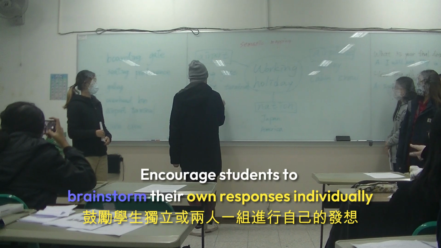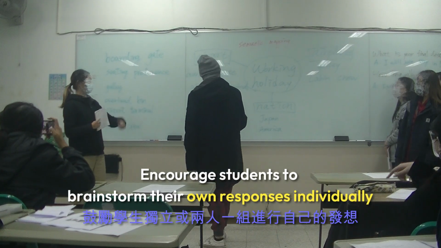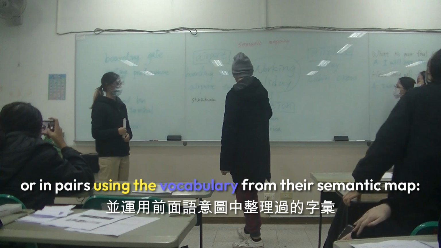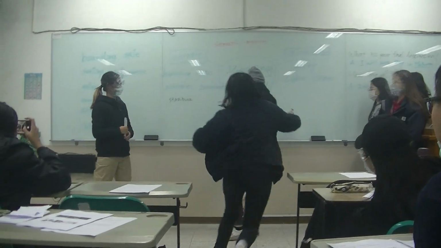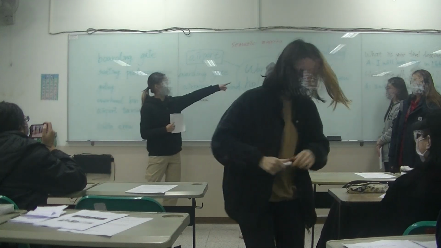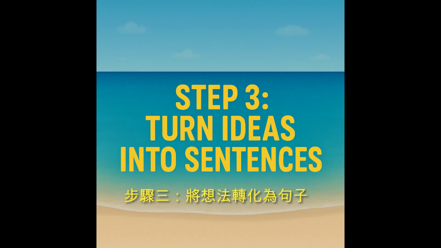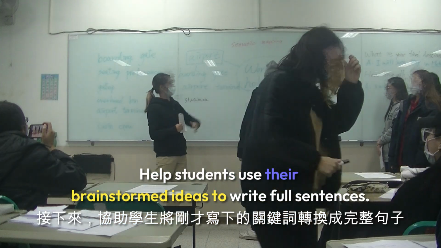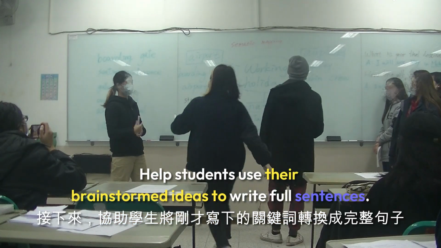Encourage students to brainstorm their own responses individually or in pairs using the vocabulary from their semantic map. Materials, items, colors, sizes, etc. Step 3. Turn ideas into sentences. Help students use their brainstormed ideas to write full sentences.